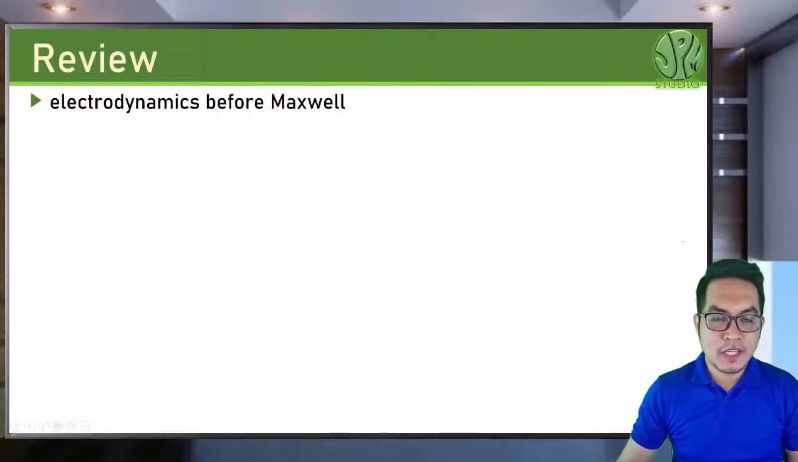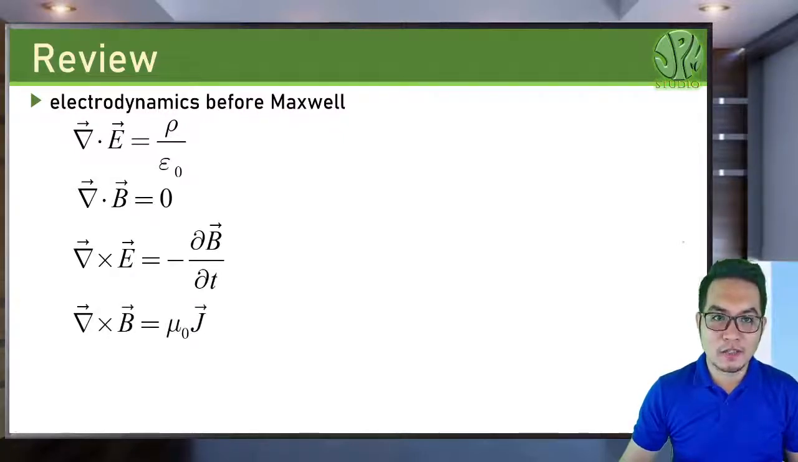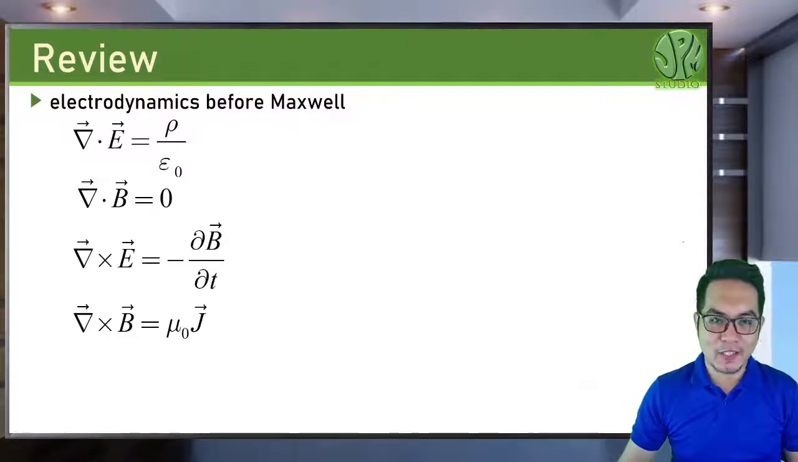These are the electrodynamics equations before Maxwell. You have Gauss's law: the divergence of an electric field is rho over epsilon naught. This is basically Gauss's law for magnetism. And you have Faraday's law: the curl of the electric field is equal to the negative change in magnetic field with respect to time, and the curl of the magnetic field is proportional to the volume current density.